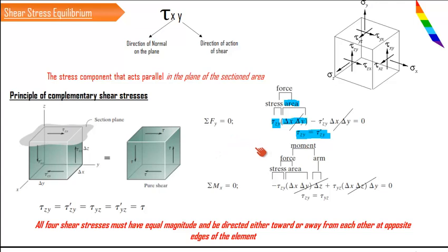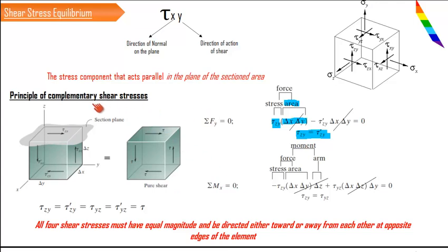So this finding, concluding that tau xy is equal to tau yx, is nothing but the principle of complementary shear stress. Without satisfying this, there will not be equilibrium either on the force side or on the moment side. So that is very important. This is how we have arrived at the shear stress equilibrium. This is a very important concept when you learn the three-dimensional state of stress. This is called the principle of complementary shear stress.